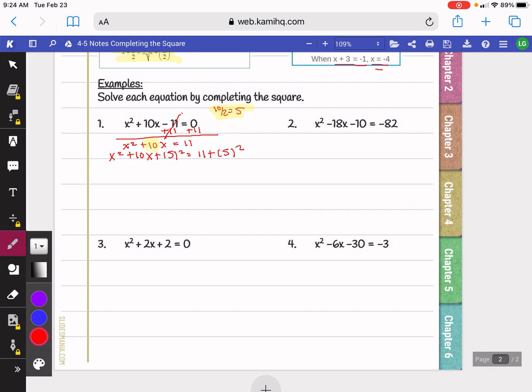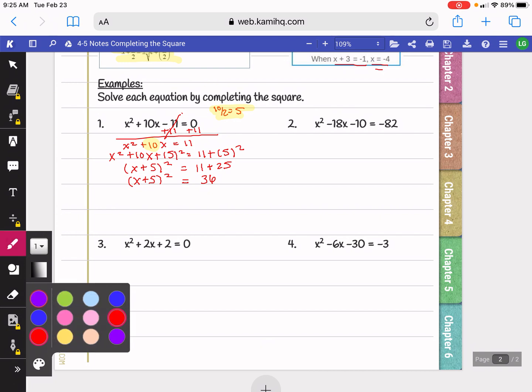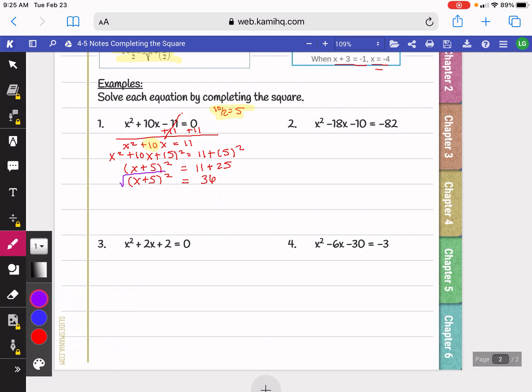Because remember, whatever you do to one side, you have to do to the other. From there, I can already write that left side as a perfect square binomial. So I have x plus 5, squared. On the right side, 5 squared is 25. If you simplify 11 plus 25, you get 36. So now that I've completed the square and simplified everything, I can start solving. If you remember, when you have a square, to undo it, you take the square root. So I'm going to take the square root of both sides.